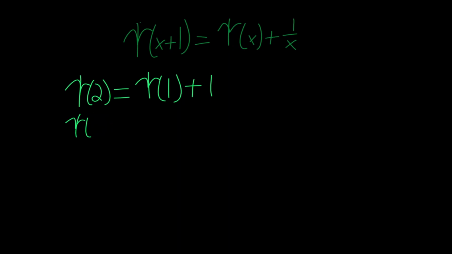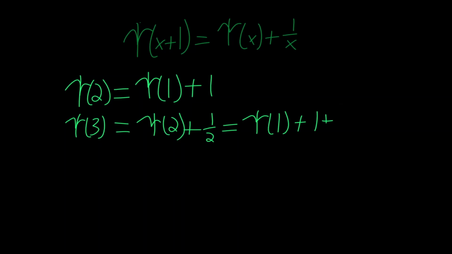Digamma of 3 is equal to digamma of 2 plus 1 over 2. But we know that digamma of 2 is equal to digamma of 1 plus 1. So substituting this in, we see that we have digamma of 1 plus 1 plus 1/2. I'm not going to put the 1 and all the fractions together because there's a very cool pattern that emerges.